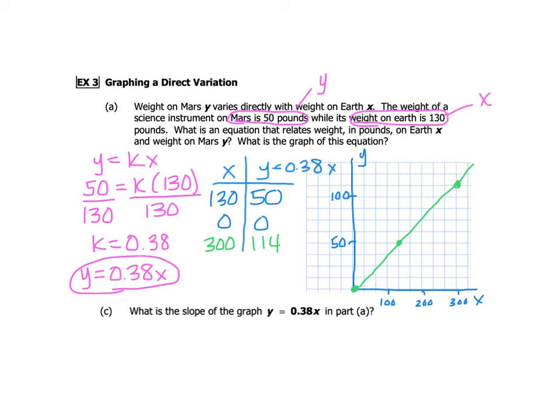Now, the last question we have is, what is the slope of the graph y equals 0.38x in part A? And the answer to that is slope equals 0.38. Okay, so now you're starting to see something that is true. Slope equals the constant of variation.